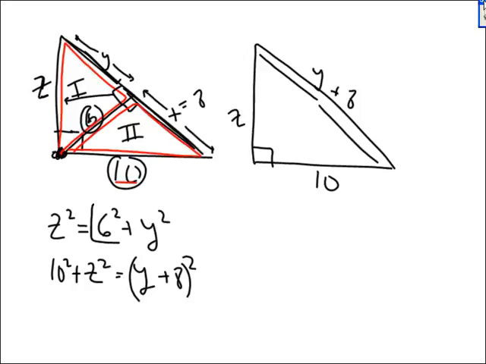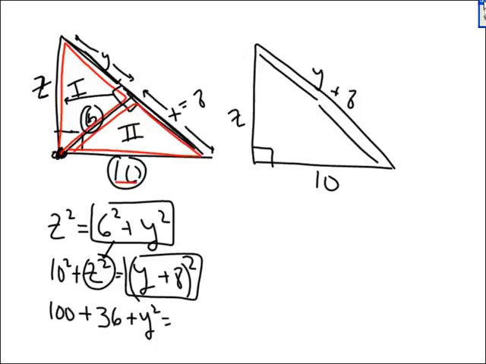But you know what? This is another way of writing z squared. And if I put that other way of writing z squared right here, this second equation will only have y's in it. 10 squared, which is 100, plus z squared, which is 6 squared, 36, plus y squared. This is equal to y plus 8, all squared. Well, y plus 8 all squared: you have y squared. You multiply y and 8 and you double that. Y times 8 is the same as 8 times y, and you double it. You get 16y, and you square the 8 and you get 64.